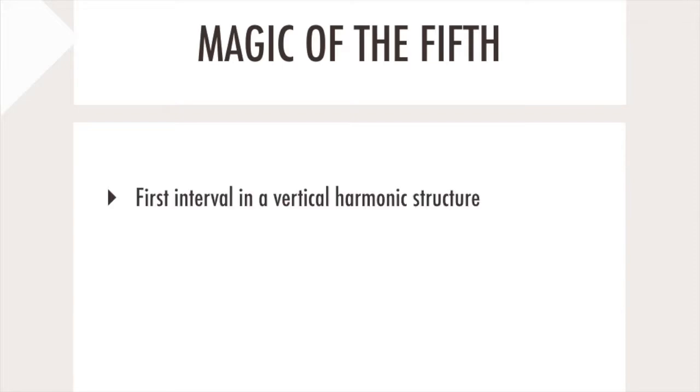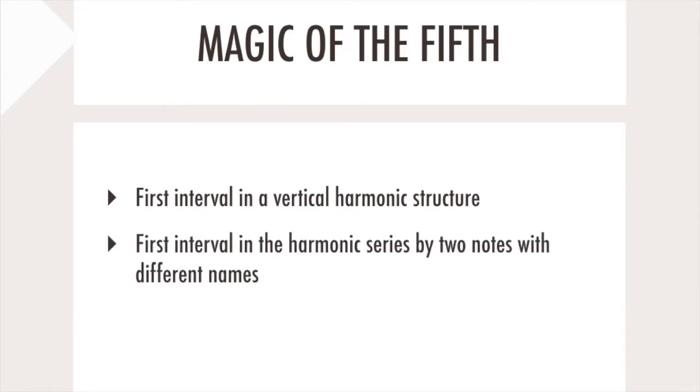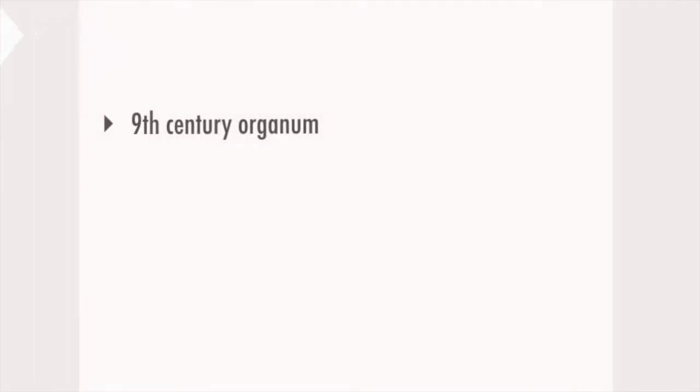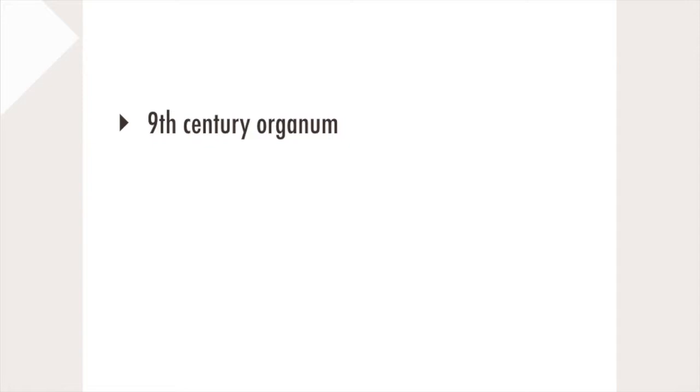The perfect fifth governs more in music than you have probably been aware of. It is the first interval in a vertical harmonic structure. It's the first interval in the harmonic series by 2 notes with different names, and major and minor scales are built on projecting the perfect fifths. The 5th was probably the first interval used in vertical harmonic structure.